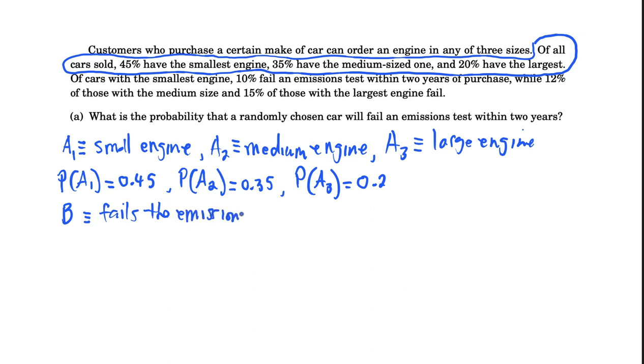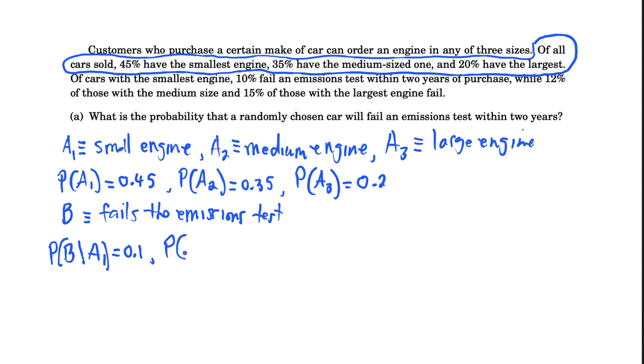never a good thing, right? Then what we can say is, let's write these down. So let's start with the small. So given a small engine car, the probability that it will fail the test, that's the 10%. So again, I'll write that as a decimal, 0.1.